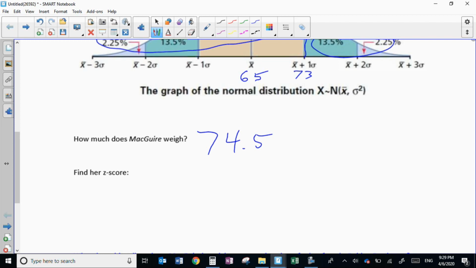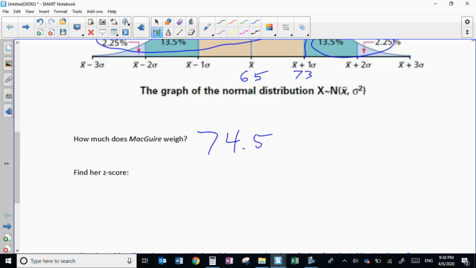If you're above the mean, you're going to have a positive Z-score, and if you're below the mean, you're going to have a negative Z-score. If McGuire weighed 73 pounds, the Z-score would be very simple. It would be 1. She's exactly 1 standard deviation above the mean, but she's not.